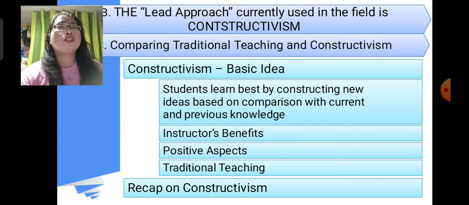The lead approach currently used in the field is constructivism. Constructivism is basically a theory based on the observation and a scientific study about how people learn. It says that people construct their own understanding and knowledge of the world through experiencing things and reflecting on those experiences.